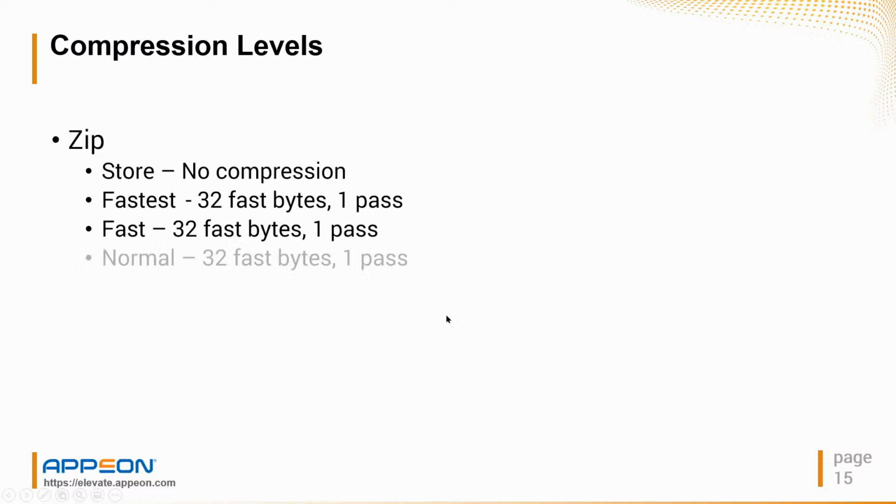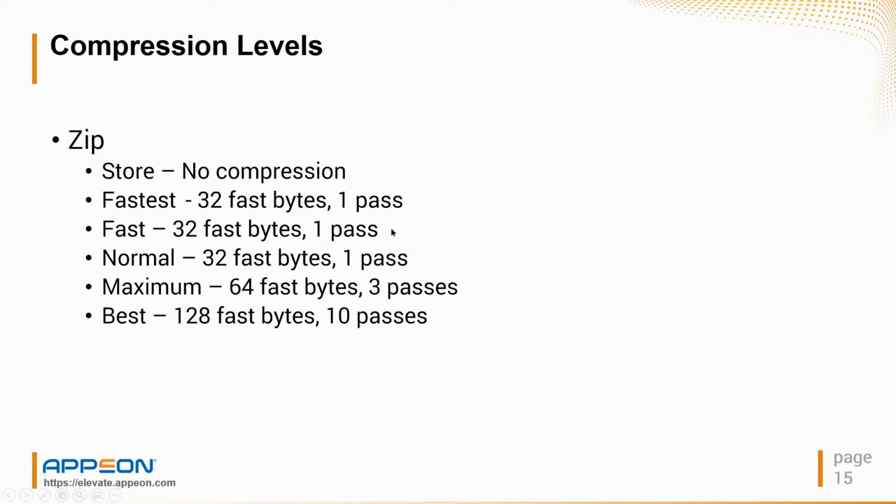Taking a look at how these different levels of compression are achieved. Zip, store, once again, is no compression. But to get greater levels of compression, it increases the number of fast bytes it uses, and it does multiple passes. For fastest, fast, and normal, it would only do one compression pass. For maximum, it will do 3 passes, and for best, it will do 10 passes. So much greater compression, much longer time to do the actual compression.